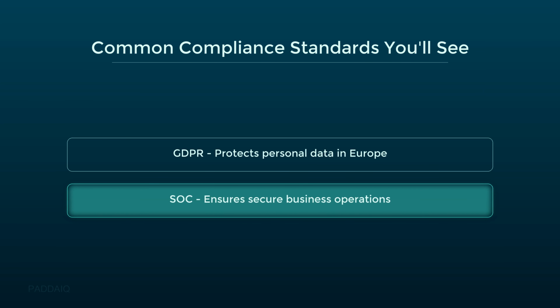SOC ensures secure business operations. This means an independent auditor verifies that a company's controls and processes for security, availability, and confidentiality are properly designed and effective. For example, a bank using BTP would have its customer data handling procedures rigorously checked. Adhering to SOC standards is fundamental for building trust with your clients and partners.